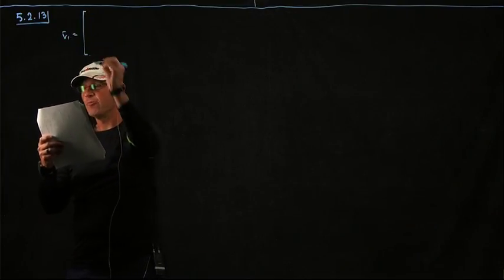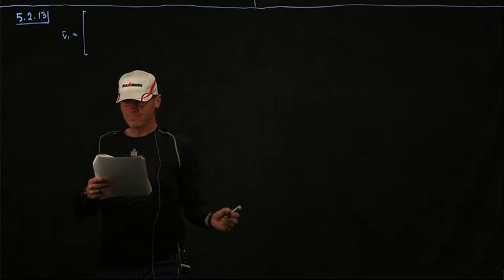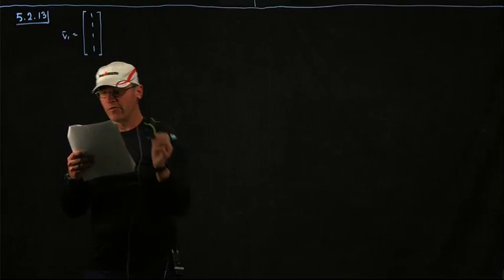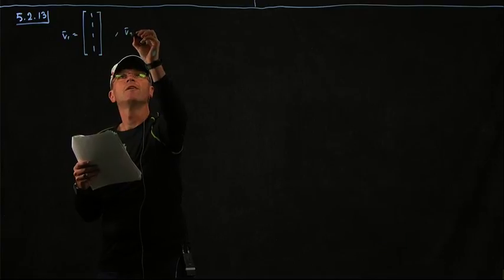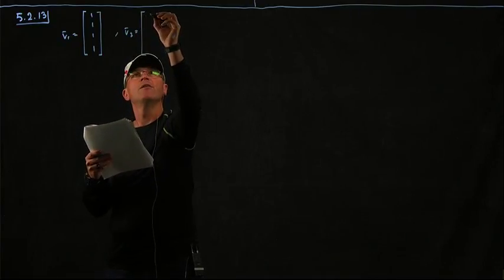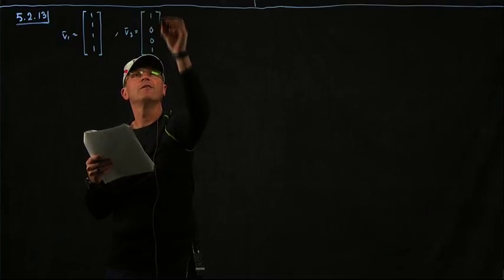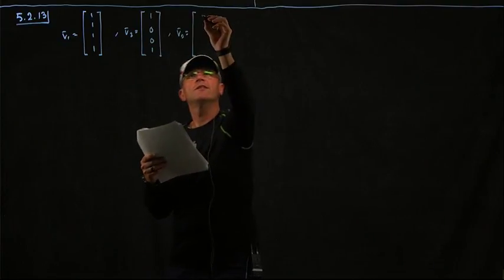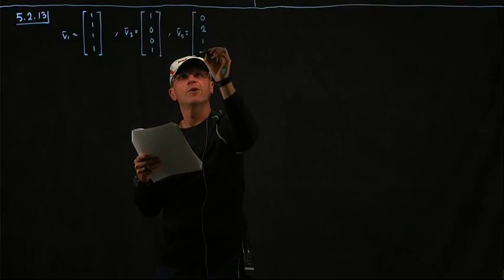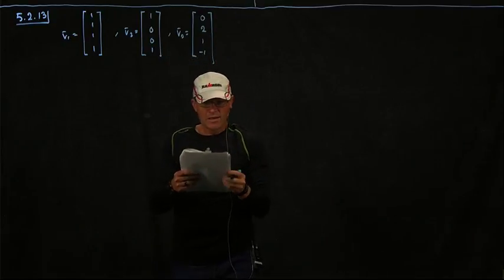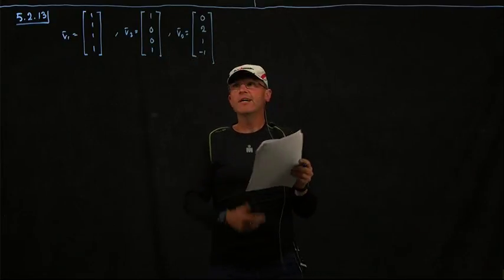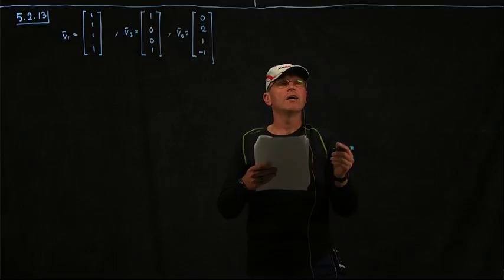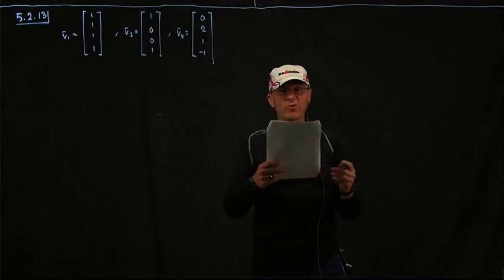Anyway, we are asked to perform Gram-Schmidt on 3 given vectors. They all live in R4. So that's V1, we have V2, 1, 0, 0, 1, and V3, which is 0, 2, 1, minus 1. We are going to find the 3 orthogonal vectors Q1, Q2, and Q3, and in the process we will also compute the QR factorization.